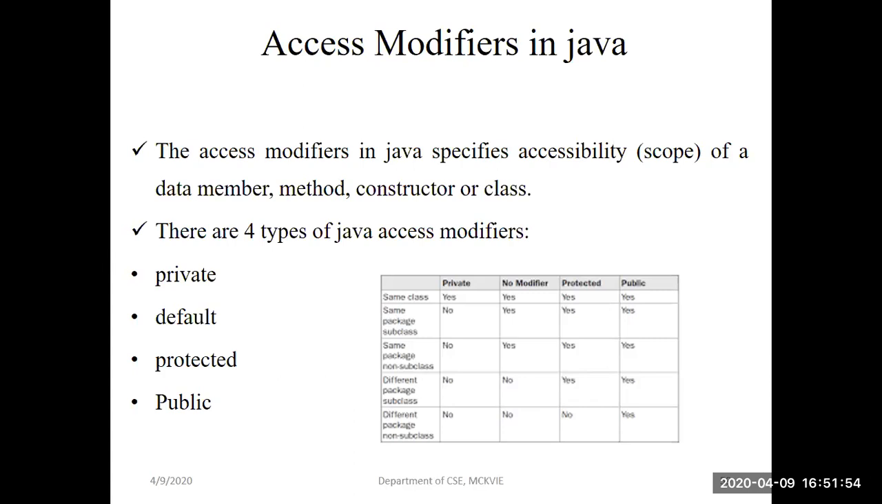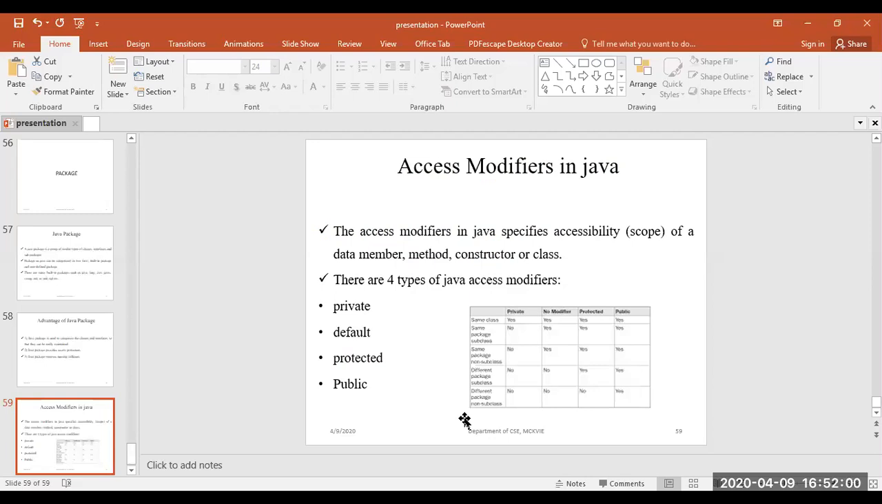Before going to the implementation part of the package, we must know how we are implementing the package, what package actually means. When I am writing, we have used the package name like this: import java.util.star, right? What is the meaning of this? Instead of java.util.star, if I write a.b.star, what is the meaning of this?